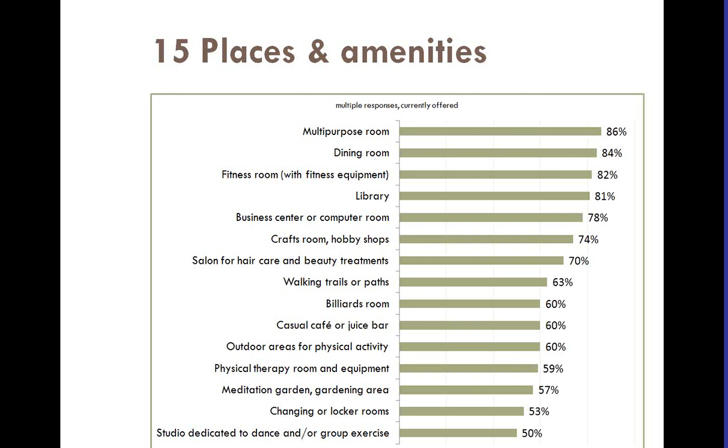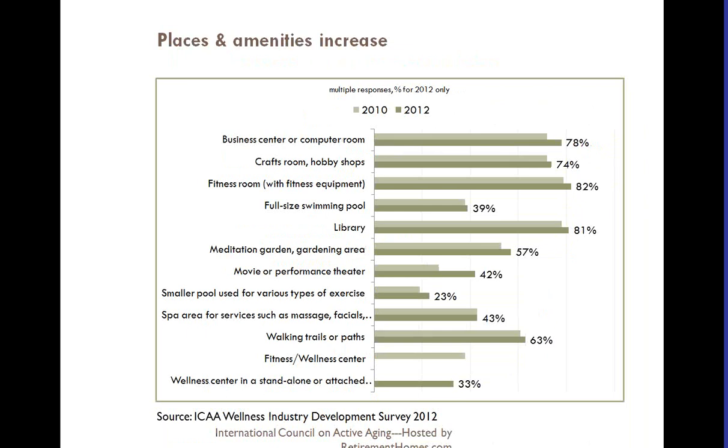Now let's look on the next slide of actually what areas are growing to deliver these. And you'll see that things like business centers or computer rooms have grown. So have fitness rooms with fitness equipment. And libraries have also grown. But all of these areas that you see have grown because we are delivering more programs. And when we're delivering more programs, we actually need to have the spaces to deliver those programs in.